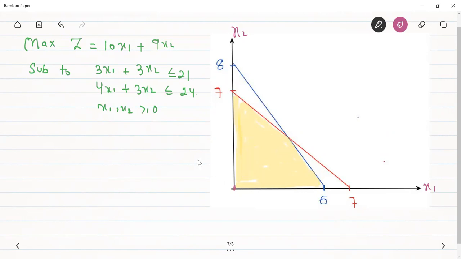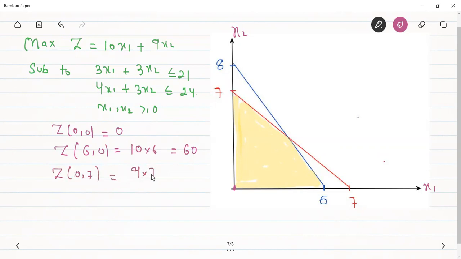At 0 comma 0, we will get the value of z equal to 0. The objective function at another corner point 6 comma 0, you can see that 6 comma 0 is another corner point, that will be equal to 10 into 6, that will be equal to 60. Another corner point is 0 comma 7, that will be equal to 9 into 7, this will be 63.